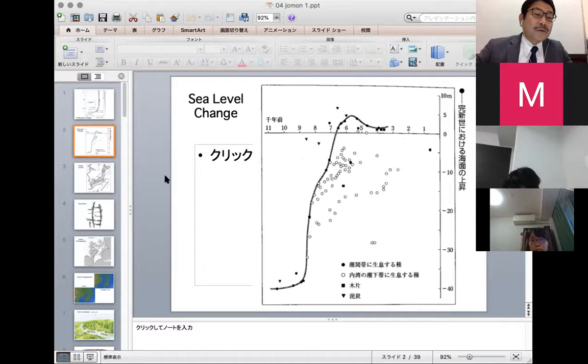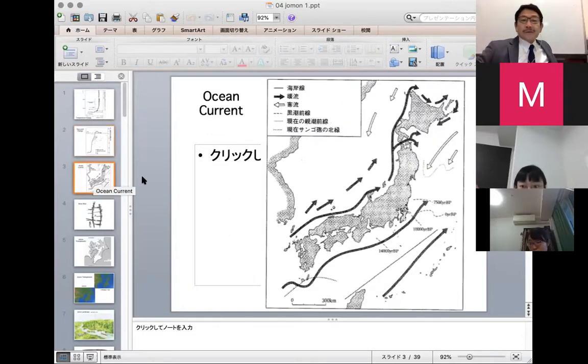And I'll show you the map later, but the landscape changed, of course, too. And also the ocean current was very cold and stable in the glacial period, but it warms up and everything becomes, so to say, activated. You know, ocean current and also ocean resources, fish and shells and things start to grow around this Japan area.